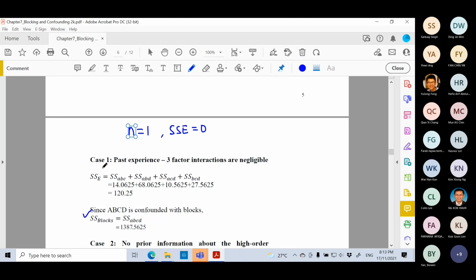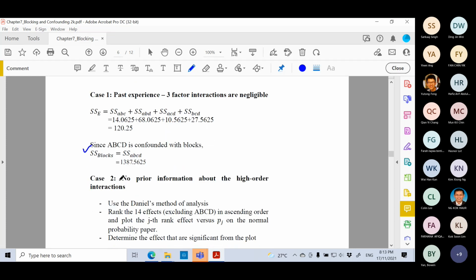Okay, so therefore, if the first case is because n is 1, we can group all the sum of square 3-factor iterations together. Where we think that the 3-factor iterations are not important, then we can group them together to form your sum of square for error. Okay, so this one is the first choice you can consider.